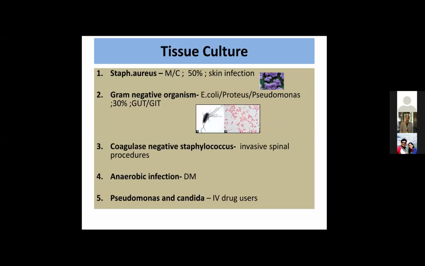So as per literature, the most common organism encountered in pyogenic infection is Staph aureus, which is seen in 50% of cases. Next come gram-negative organisms such as E. coli, Proteus, Pseudomonas, which are seen in 30% of cases. Other organisms are coagulase-negative Staphylococcus, which is seen in invasive spinal procedures. Anaerobic infection, though rare, is seen in uncontrolled diabetic patients. Pseudomonas and Candida infections are common in IV drug users.